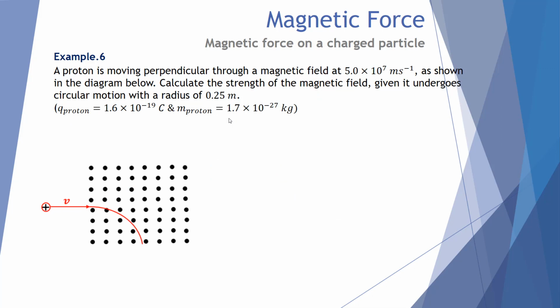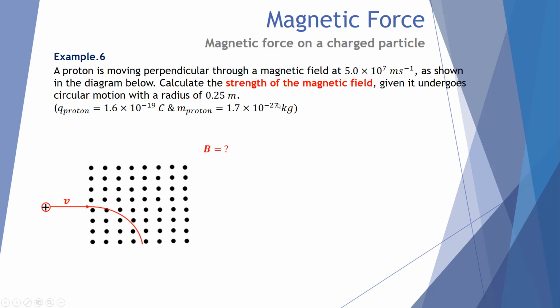A proton is moving perpendicular through a magnetic field at 5.0 by 10 to the 7 meters per second, as shown in the diagram below. Calculate the strength of the magnetic field given it undergoes circular motion with a radius of 0.25 of a meter. And we're given, of course, the charge of a proton, 1.6 by 10 to the negative 19 coulombs, and the mass of a proton, 1.7 by 10 to the negative 27 kilograms.